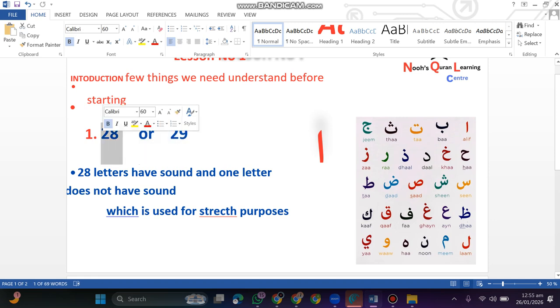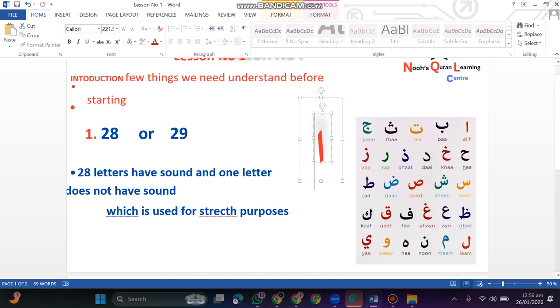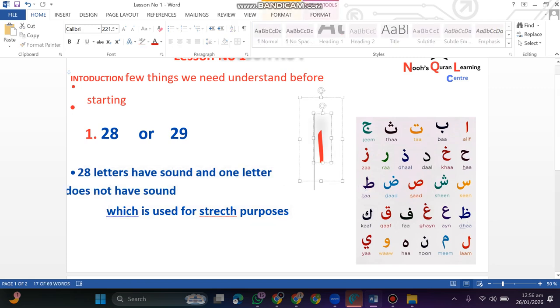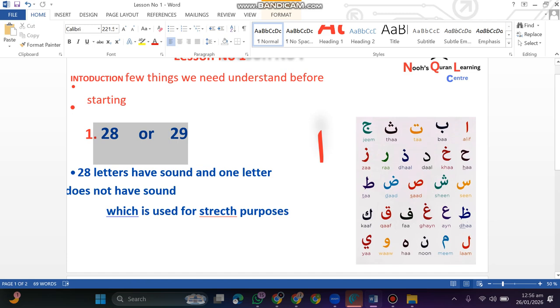So which letter is used for stretch purposes? Which letter has no sound? The alif in the Arabic alphabet has no sound, and it is used for stretch purposes. Again, there are 28 letters that have sounds, and one letter that does not have any sound, which is used for stretching, which is alif. So 28 letters have sounds and 29 letters are in total.